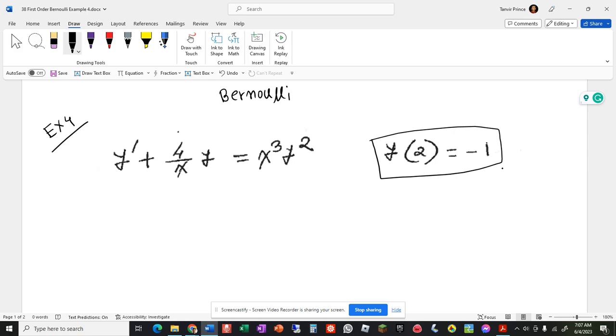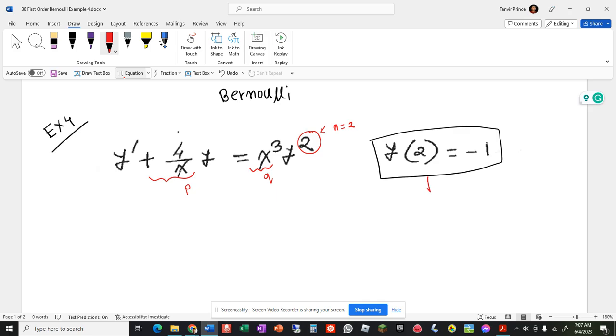This one is already in the correct format. You can see this is the P and this is the Q, and n is 2. So that's good. This is already in the correct format, so let's actually solve, find the general solution, and then use the initial condition to solve for C.